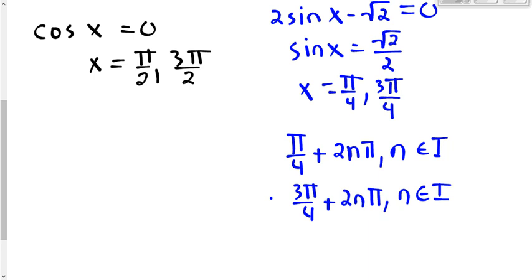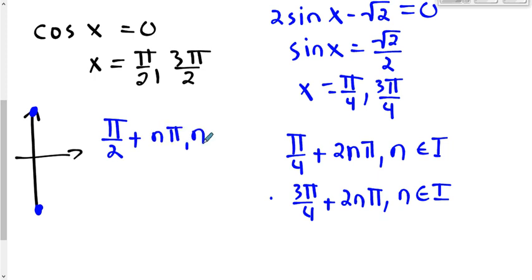Now we take one moment to just think about our left-hand solution. We'll see that pi over 2 is up here, and 3 pi over 2 is down here. Well, those are 180 degrees apart. So I could write them as two solutions, but I could also write them as pi over 2 plus n pi, where n is an integer. So now we've answered the question.